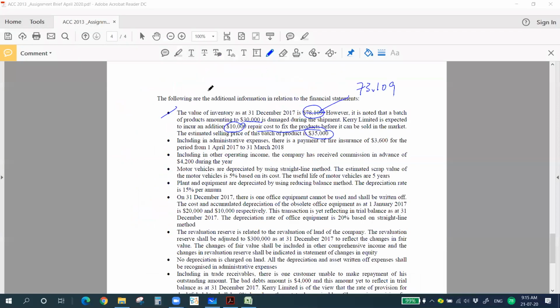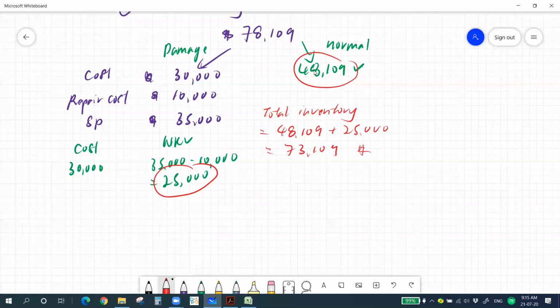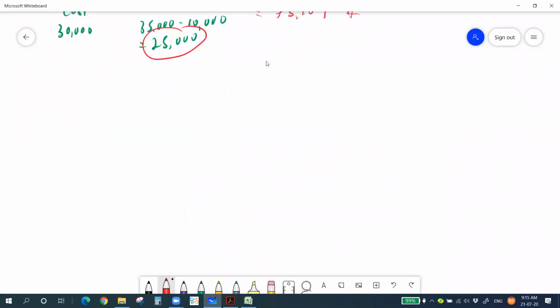So the next item is saying that including in the administrative expenses, there is a payment of fire insurance of 3,600 for the period they cover from 1st April 2017 and 31st March 2018. So this is fire insurance, right? So second adjustment regarding fire insurance.